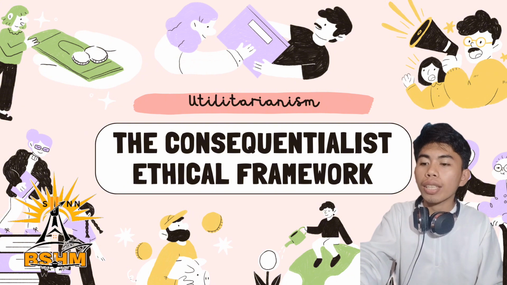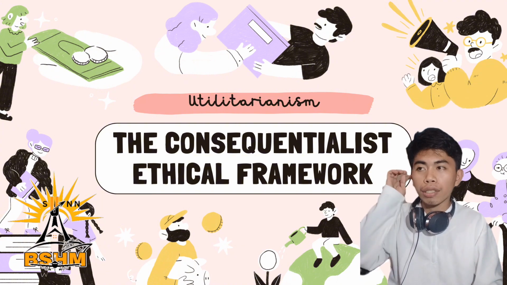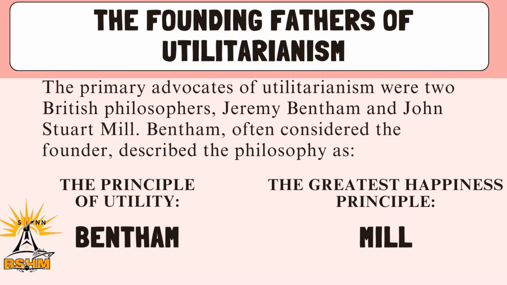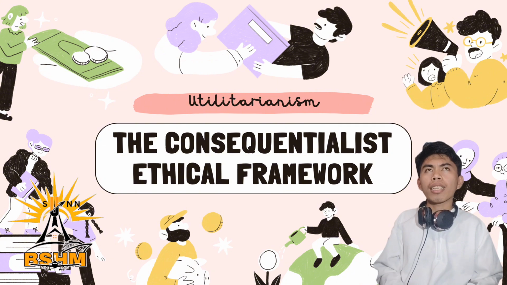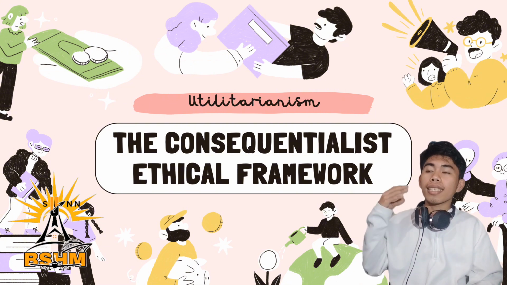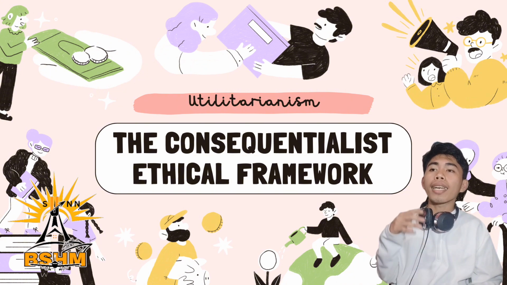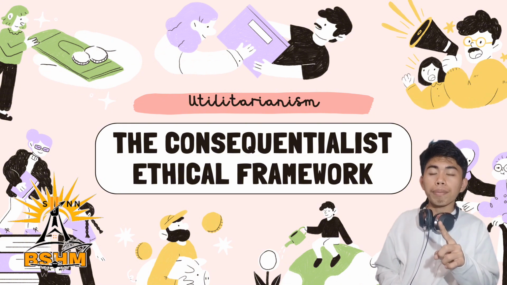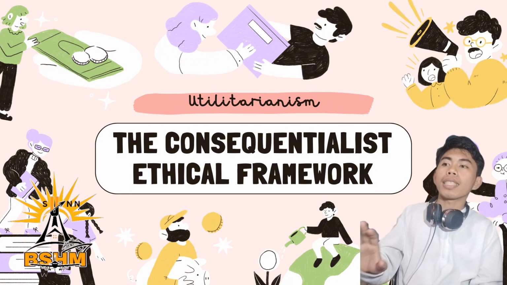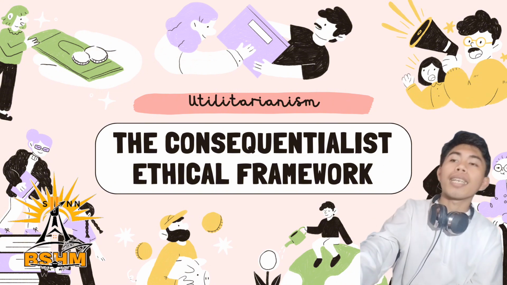So utilitarianism has two founding fathers. We have two primary advocates of utilitarianism, and those are both British philosophers, namely Jeremy Bentham and John Stuart Mill. Bentham is often considered the founding father, described as a philosophy of the principle of utility, while on the other hand, Mill is for the greatest happiness principle. Before we proceed, these two principles have no significant difference. It is just advocated by two different philosophers, but it has the same concept, same perspective, and the same goal. There is only a difference in the delivery by the different philosophers.